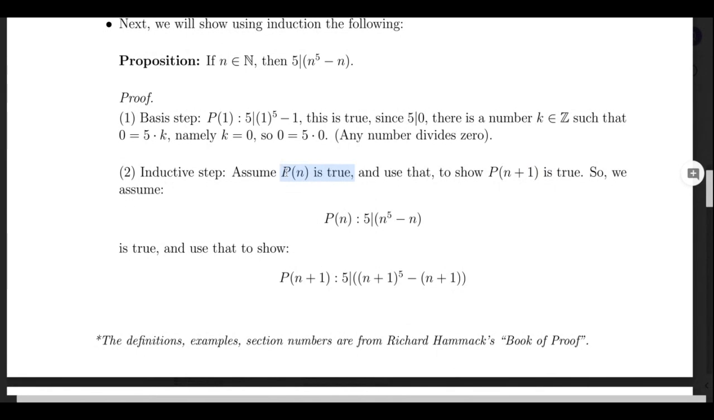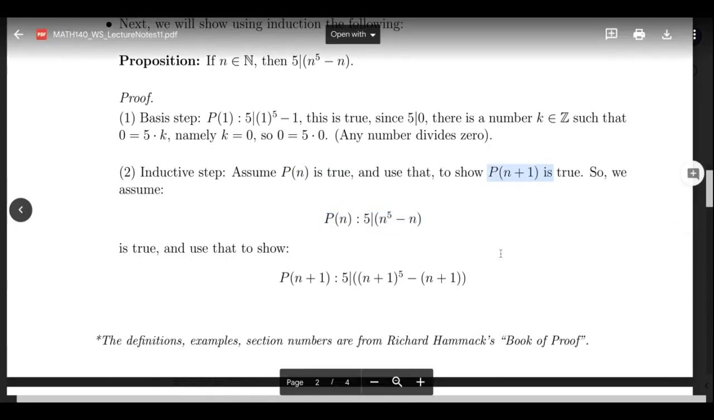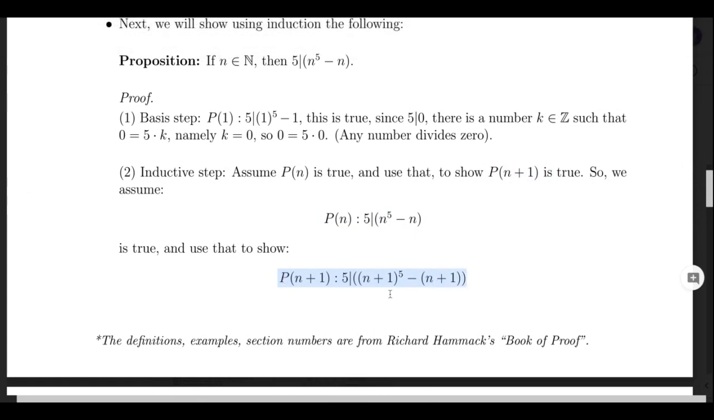So in this inductive step, we assume P, we prove Q. So basically, we have statement P implies Q. So we assume this. We assume 5 divides n raised by 5 minus n. Then we want to prove for n plus 1 case. What's n plus 1 case? N plus 1 case is this. N becomes n plus 1. So n plus 1 raised by 5 minus n plus 1.